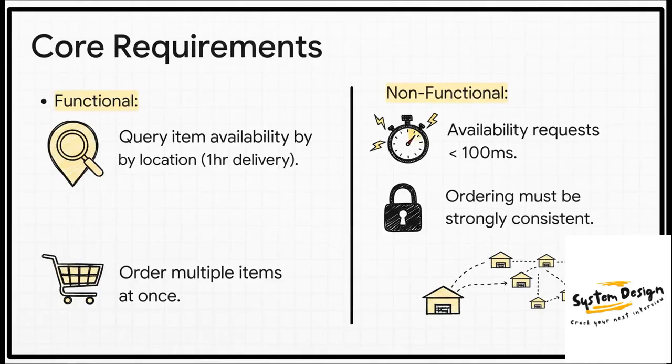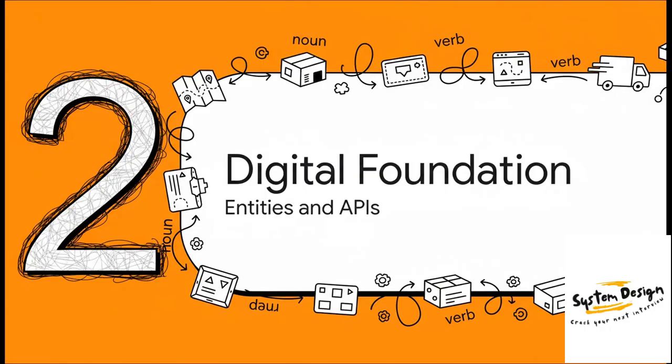So, based on that, we can start to lock down our requirements. Functionally, it's pretty simple. Users need to see what's available near them and then, well, order it. But the non-functional requirements, that's where the real challenge is. Availability checks have to be lightning fast. We're talking under 100 milliseconds. Ordering has to be rock-solid consistent. We can never sell the same last bag of chips to 2 different people. Oh, and it needs to scale to 10,000 of these warehouses. No big deal, right?